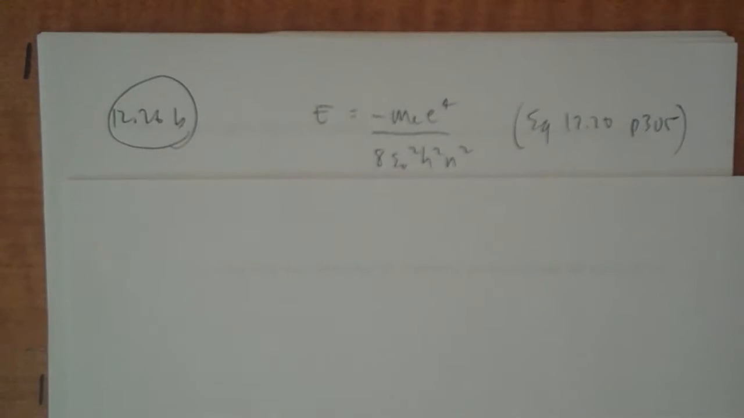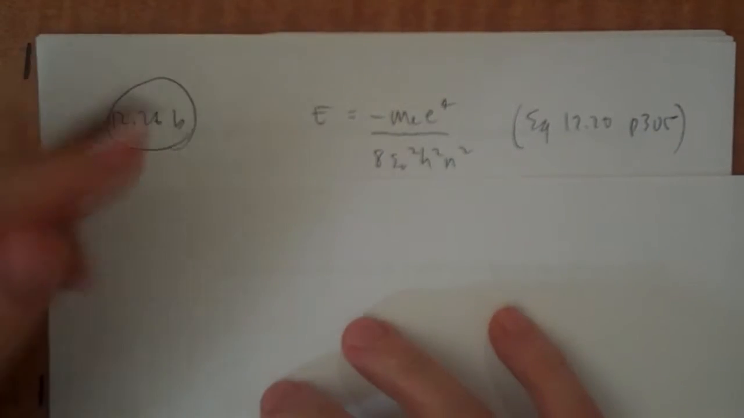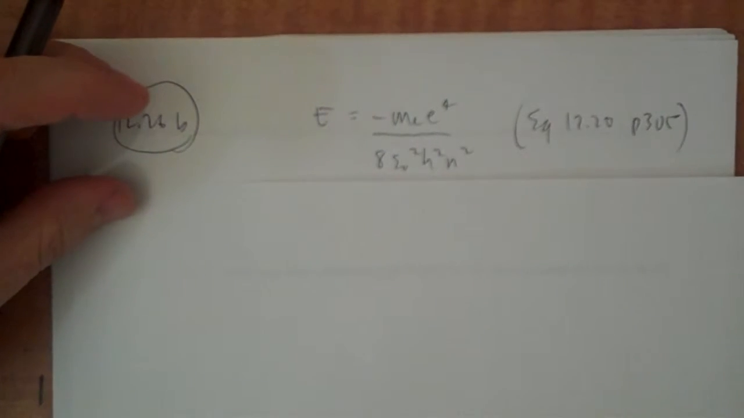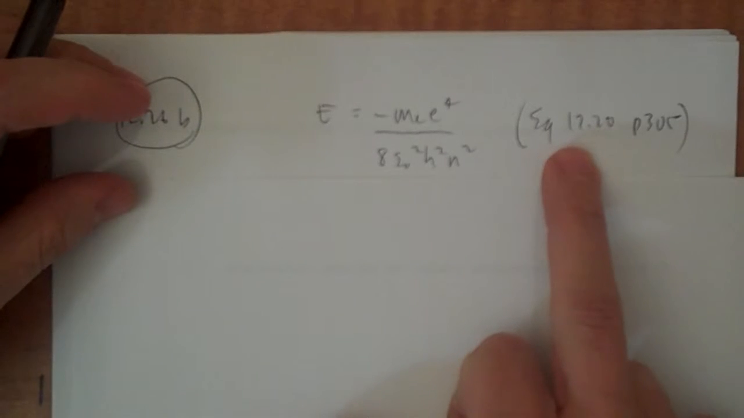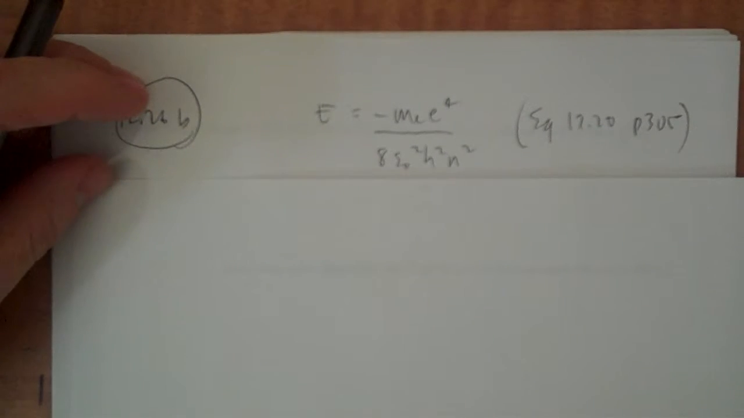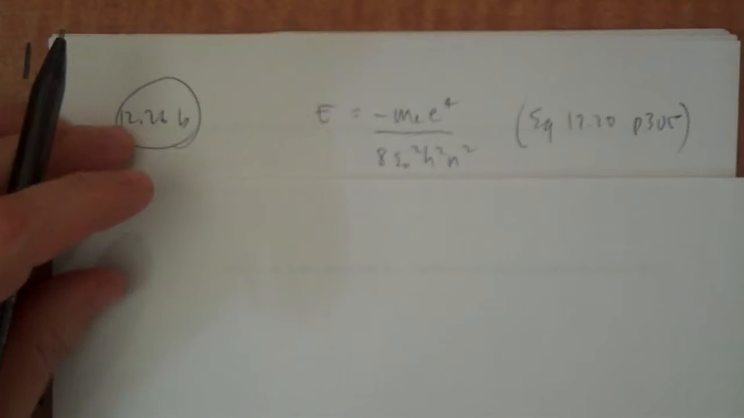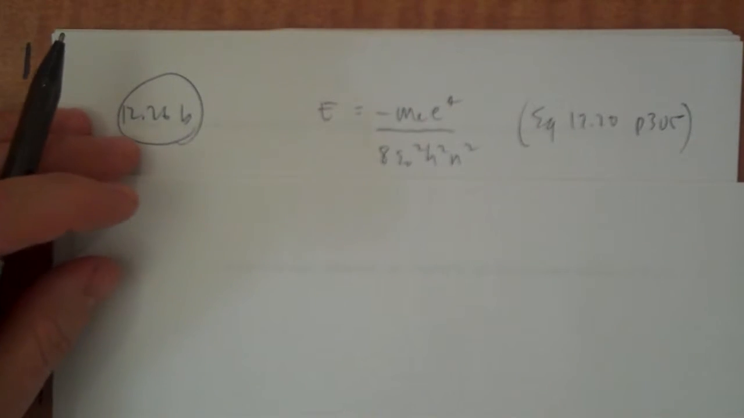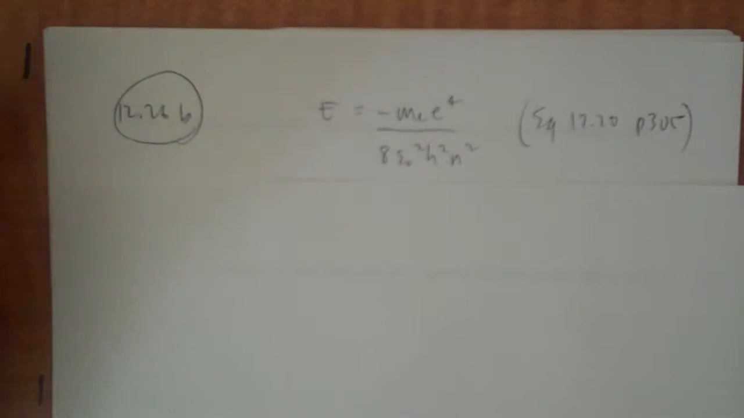Okay, so let's do the energy part of problem 12.26. I set it up actually before the video, but we're going to use equation 12.2 on page 305 for the energy. What's the final energy of the atom? I think a better question is what's the final energy of the electron? In this question, it's equivalent, of course.